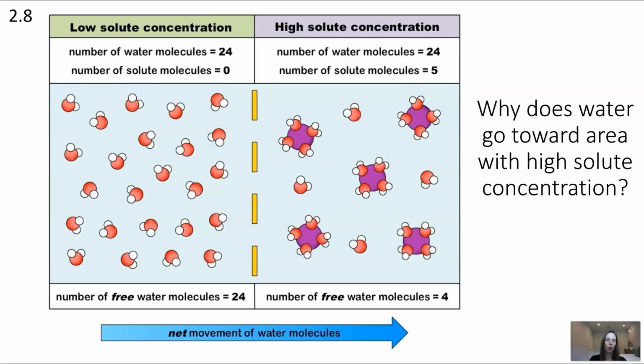So if you look overall, we have more free water molecules on the left side than we do on the right side. And so then we have a net movement of water molecules from an area of high water concentration to low water concentration. Just like anything else, water moves from where there's a lot of water to where there's less water. But in this case, we really have to think of it in terms of free water molecules, not just the total number of water molecules.